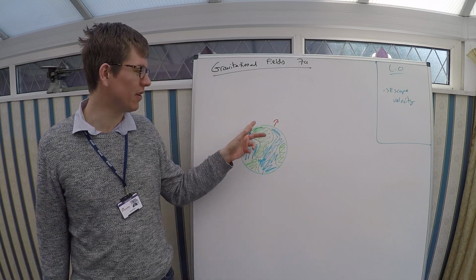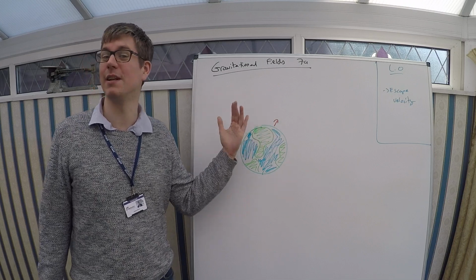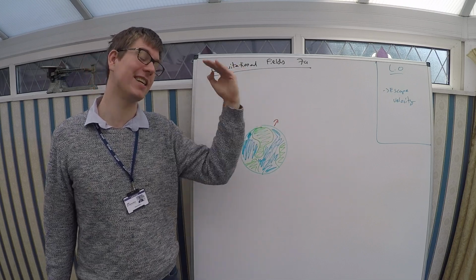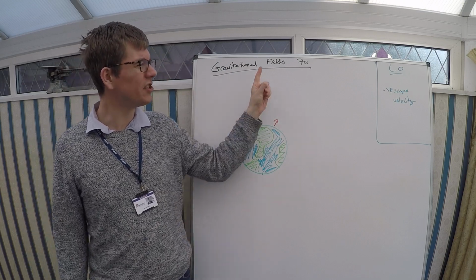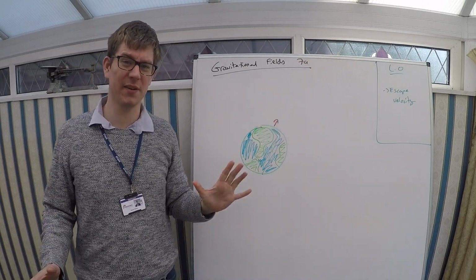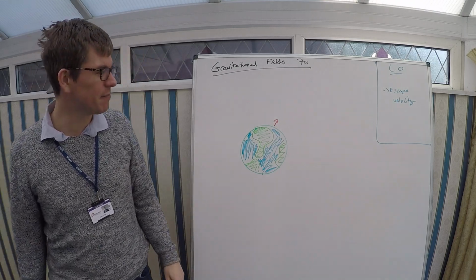So we could do escape velocity from the top of Everest, which will be a tiny bit slower, because you'd already done some work getting out of the field. It assumes that you have all of your speed at the start, and it assumes you get all the way to infinity. So that's how it's defined. Let's look at some maths.